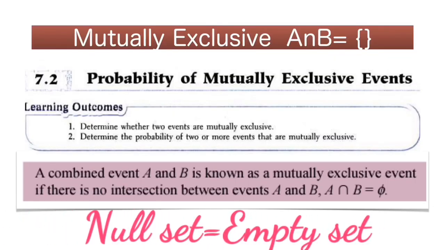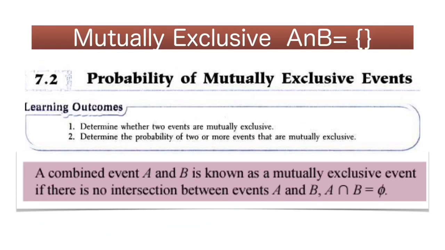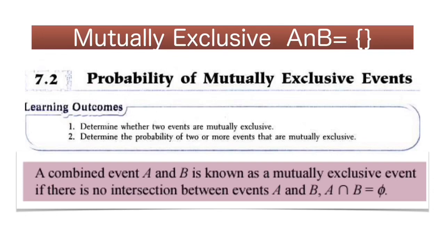Okay, students, when set A and set B do not intersect, we write A intersect B is equal to the empty set or null set, N-U-L-L, null set. So it means that A and B do not intersect. If this happens, that means set A and set B are mutually exclusive.